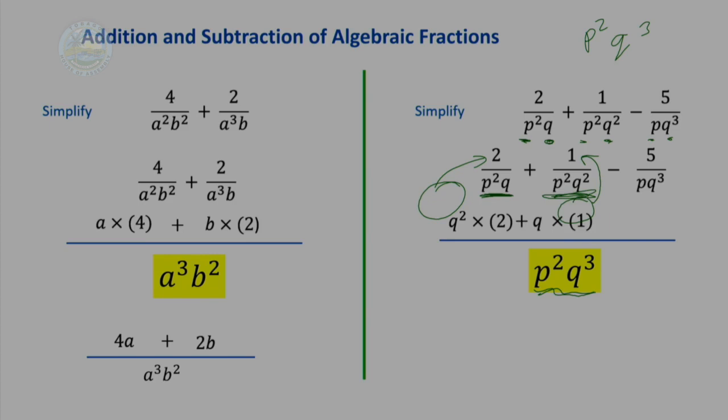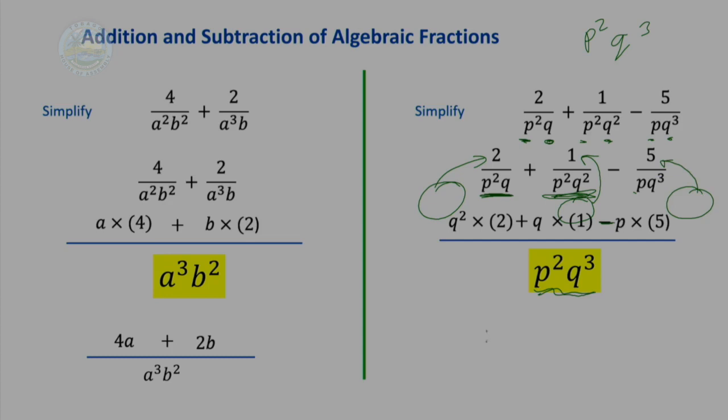And finally, it's negative, so I'm going to have to put my negative sign here. And p q cubed multiplied by what is going to give me p squared q cubed? What do we need to multiply that by? It's going to be multiplied by p. So p q cubed multiplied by p is going to give me p squared q cubed. We then take this p and multiply it by our numerator. So it's going to be p multiplied by 5, remember the negative sign, and now we simplify.